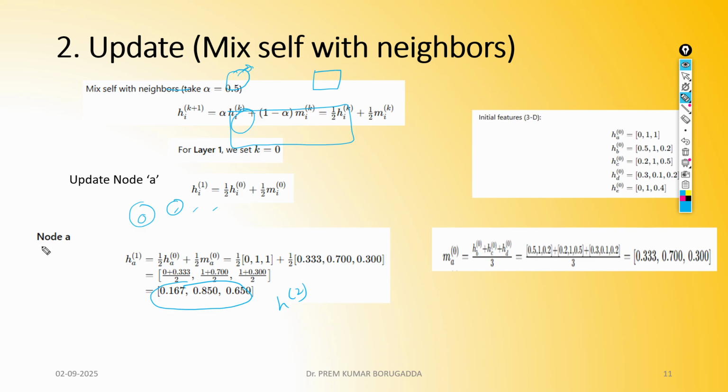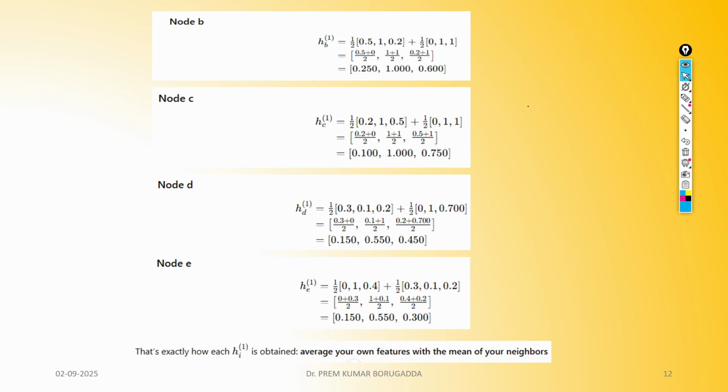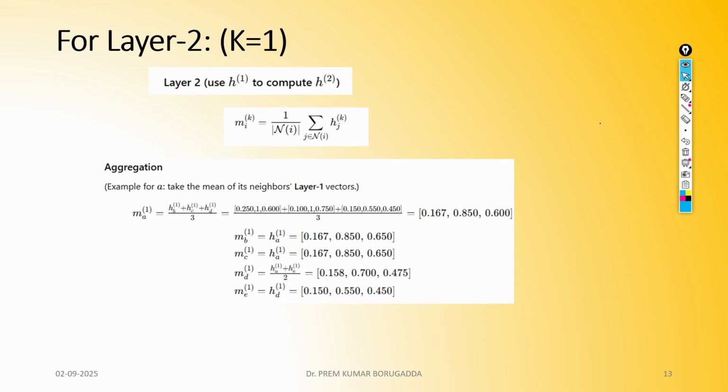This is node A, so this is the HA of 1. This is HB of 1, and this is the HC of 1, and this is the HD of 1, and this is the HE of 1. So these values I am going to use to calculate H2. So I am going to use this H1 from the previous slide to calculate the H2.